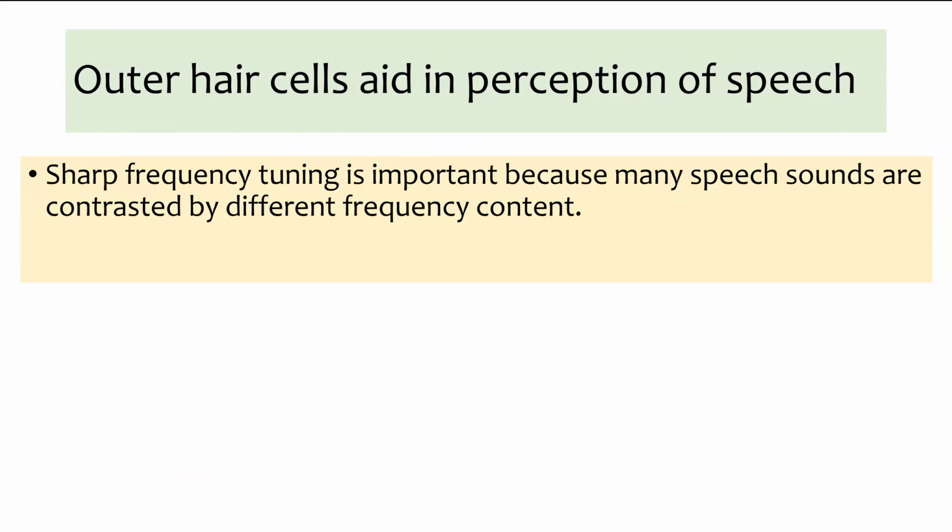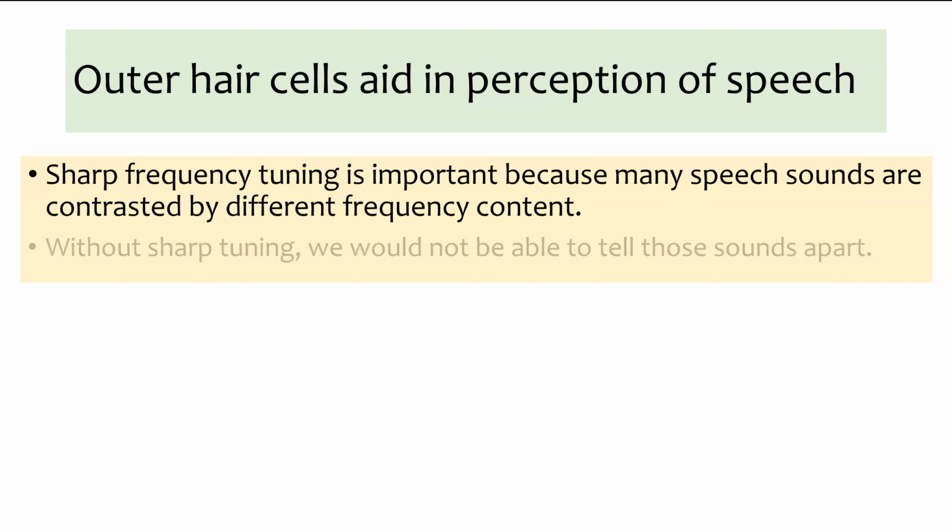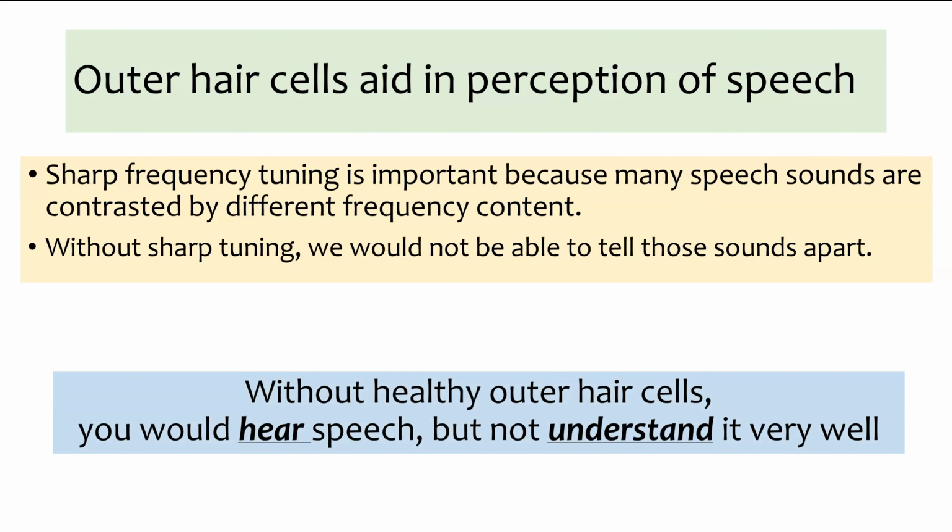So sharp frequency tuning is important because speech sounds are contrasted by different frequencies. So without sharpened tuning, we wouldn't be able to tell those sounds apart. Recall that in our speech acoustics segment, we knew that differences in place of articulation really boil down to different places corresponding to different frequencies. So if we couldn't hear those frequencies, we'd make a lot of mistakes in determining place of articulation when we're listening to words. So without those healthy outer hair cells, you might know that speech is there, but you wouldn't understand it very well.